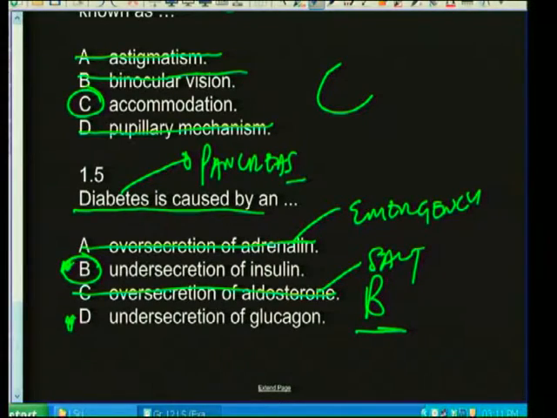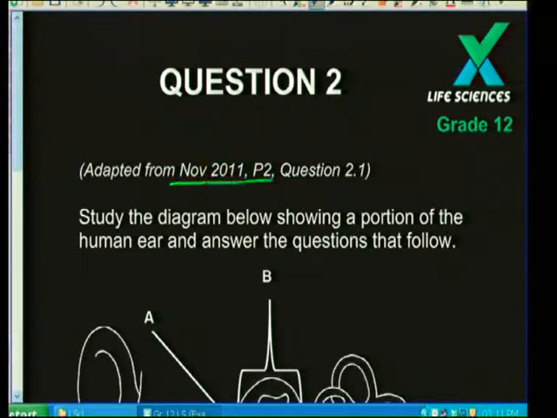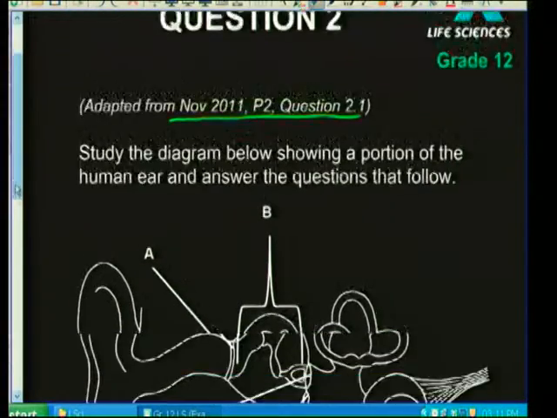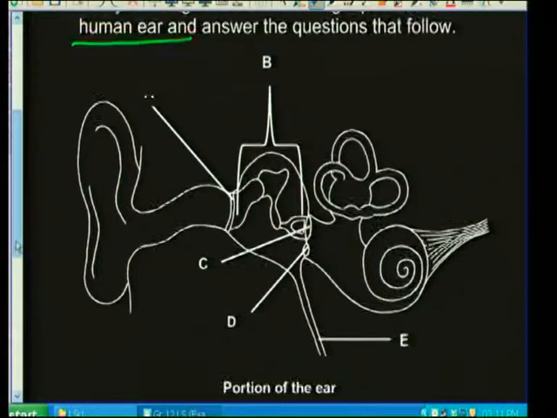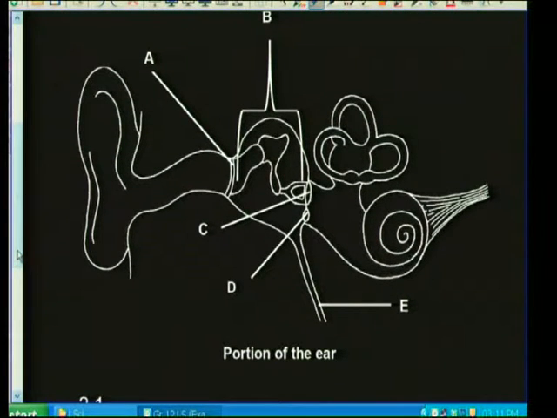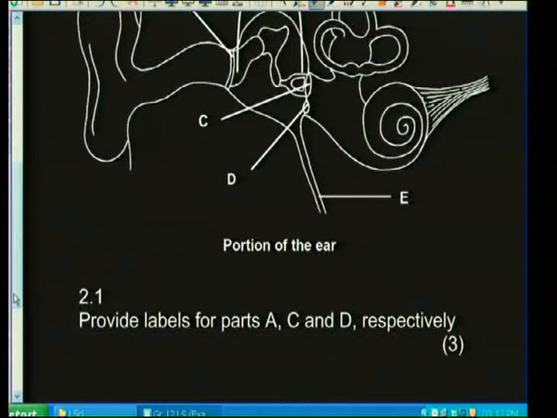Those are the multiple choice questions, guys. We had 5 good multiple choice and we looked at how we had to answer them, the technique. The whole idea was to get those juices flowing in terms of how to answer those questions. Let's move on to the bigger question now. We're looking at question 2 from the November 2011 paper, question 2.1, and this one deals with the ear. Study the diagram below showing a portion of the human ear and answer the questions that follow. There is a beautiful diagram of the ear there, showing most of the structures of the ear. 2.1, provide labels.